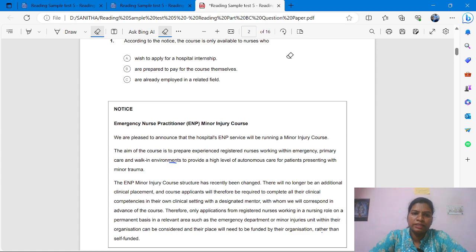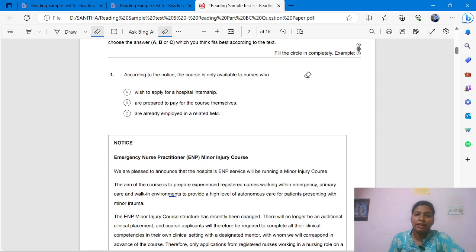Today I'm going to discuss OET Reading Part B. Your aim is to achieve 6 out of 6 in OET Reading Part B. Okay, let's begin. According to the notice, this is the question.